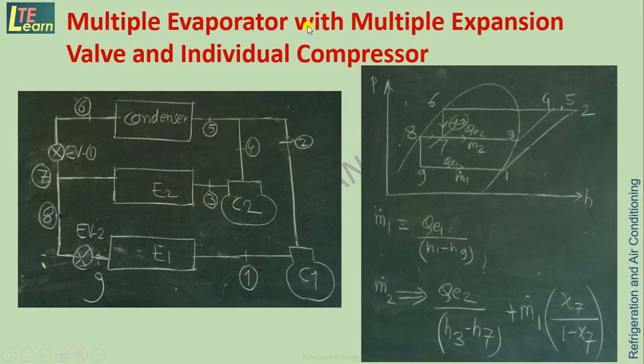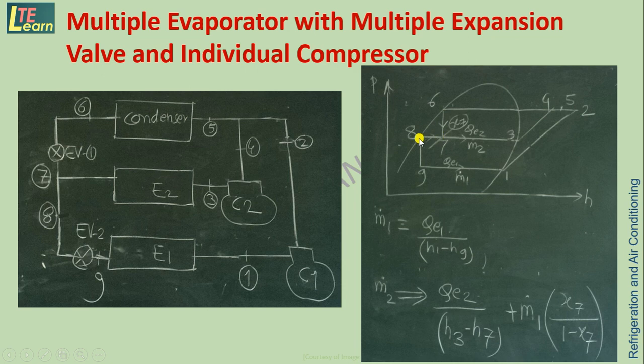Third case is multiple evaporator with multiple expansion valve and individual compressor. In this case what is the change? The expansion valve is not equipped with each evaporator. Here first expansion valve is just after condenser and second expansion valve is just before evaporator 1. Means in this case, 6 to 7 expansion takes place in first expansion valve. 6 to 7. Point 7 is a wet vapor.